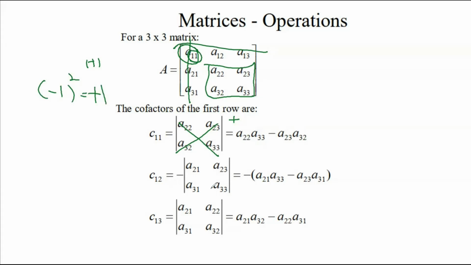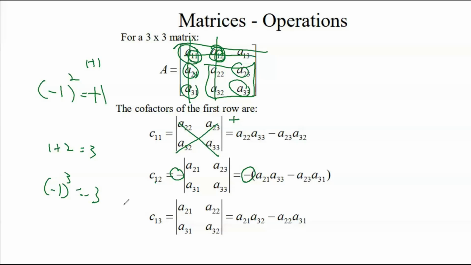In the second case, notice we want the cofactor of this one. Right? So you cross out that and that, and you take this number, this number, this number, that number. That's what you see there. Notice the sign in front is a minus. The reason why is there is 1 and 2 subscript here, 1 plus 2 is 3. So minus 1 to the third power equals minus 1. That's why you get a minus sign here. See? And so on.